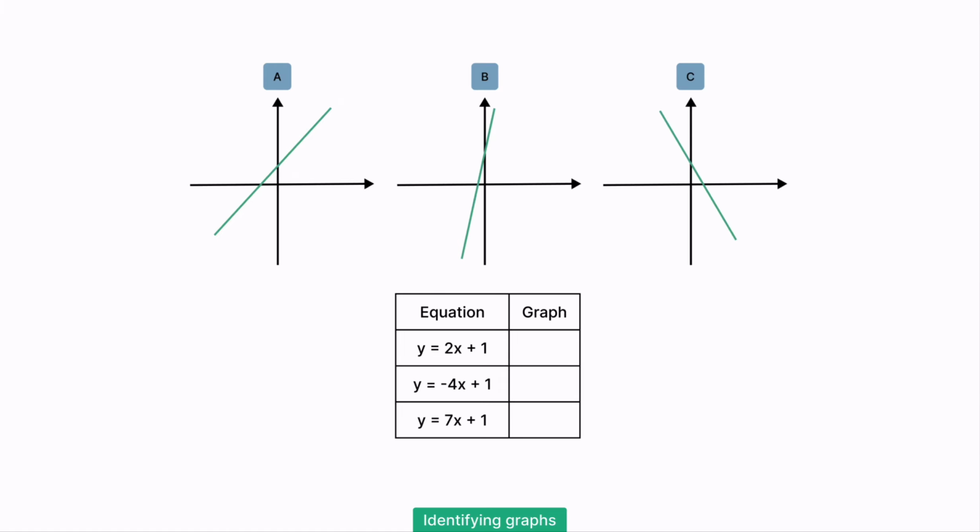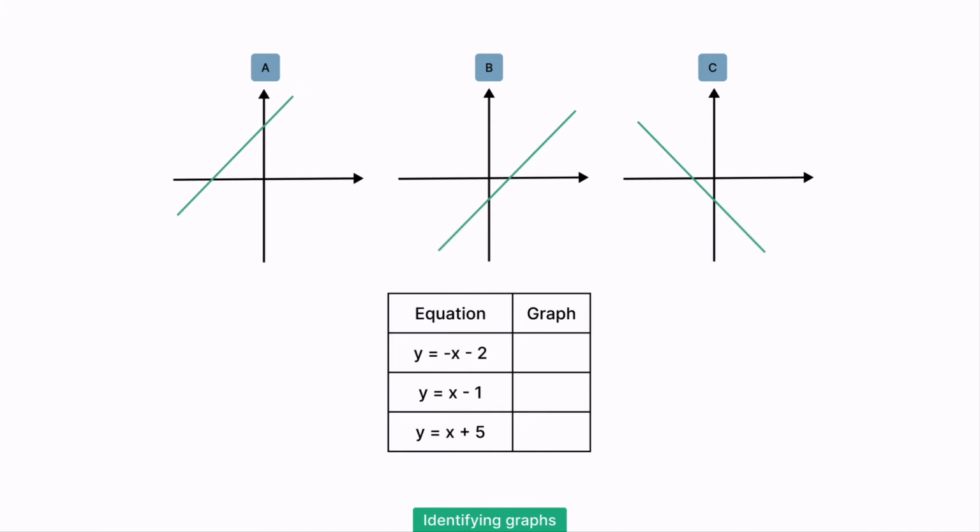So again, press pause and have a go. So looking at this, the most obvious one that stands out to me out of these is that one there. It's the only one with a negative gradient, and I can see that is the only x term with a negative, so that is going to be C. And with the other two, they've both got a positive gradient, whereas this one is much steeper than that one. And because it's steeper, that means the x term is going to be higher. So that's B, and that is A.